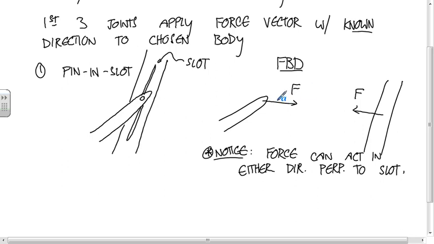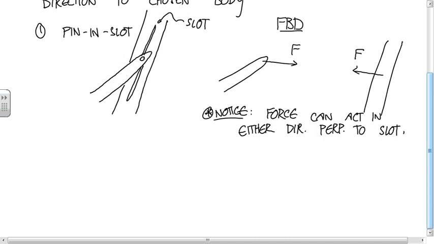Right, like I could have drawn this arrow going the other way and it still would be perpendicular to that slot, and that would be fine. Mathematically, it doesn't matter because it just determines whether you're going to get a positive or a negative answer for f. Either one works fine. Okay. Any questions about that?